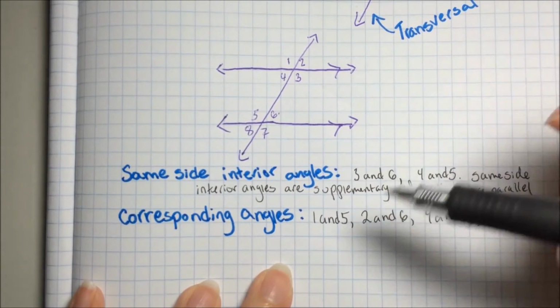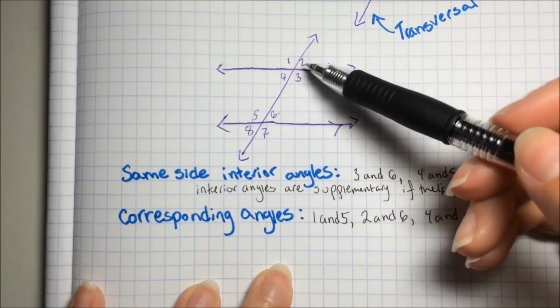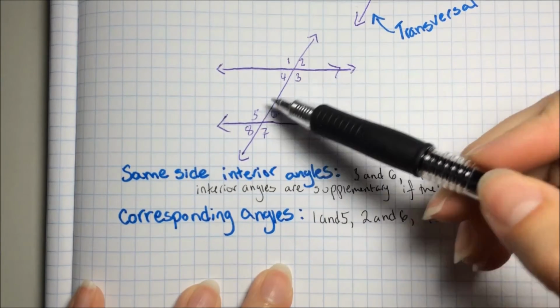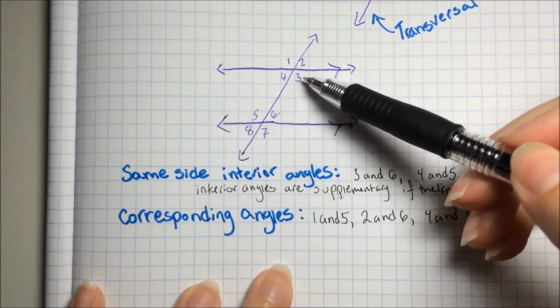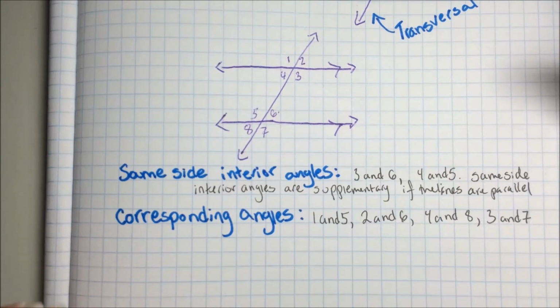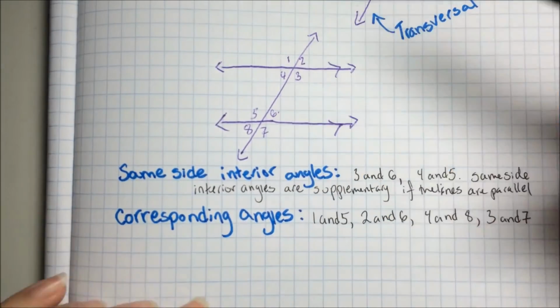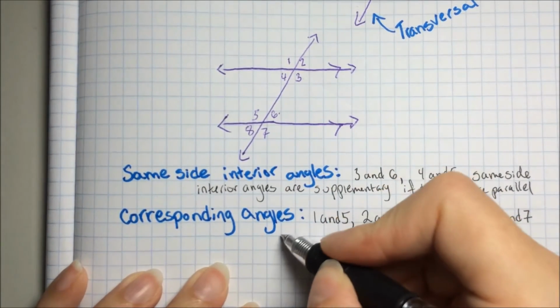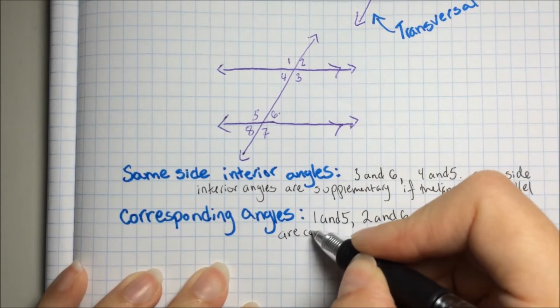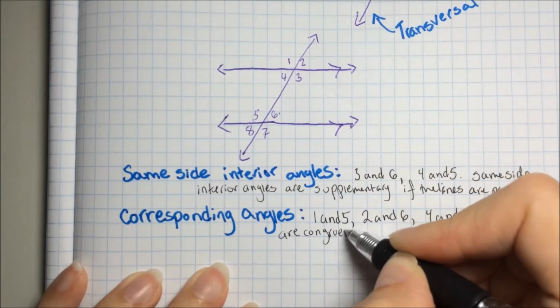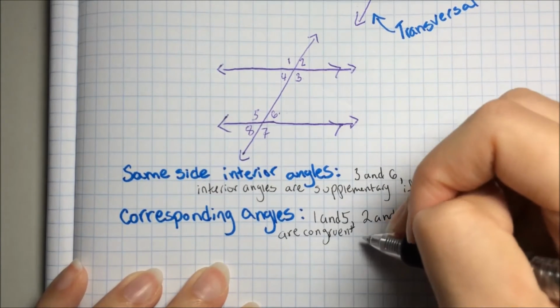are congruent. So these angles are congruent, even look congruent, right? 2 and 6 look the same, 1 and 5 look the same, 4 and 8 look the same, 3 and 7 look the same. We never want to go by looks alone in geometry, but in this case it makes sense because they do look congruent. Are congruent if the lines are parallel.